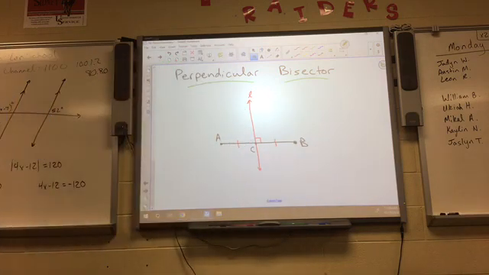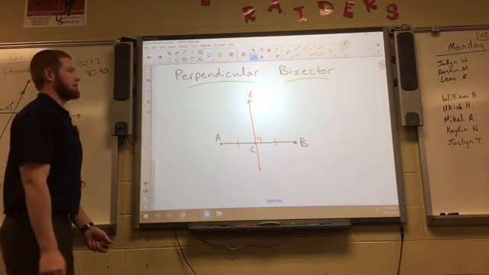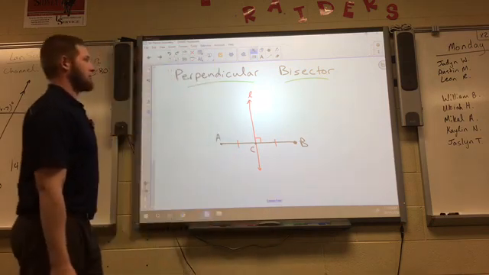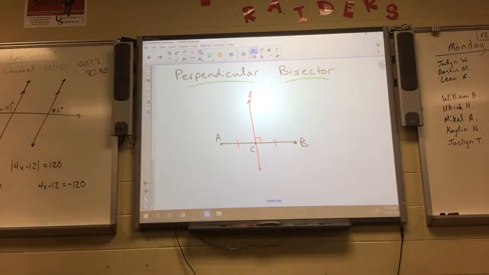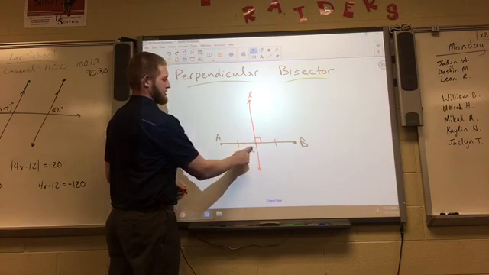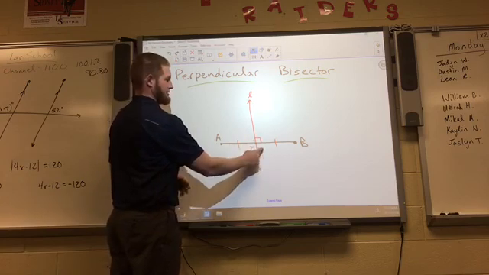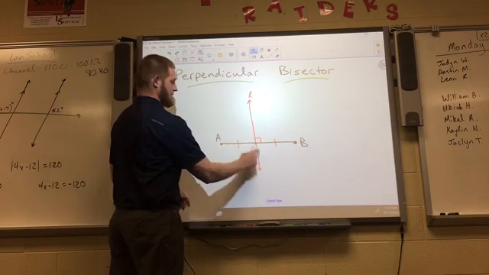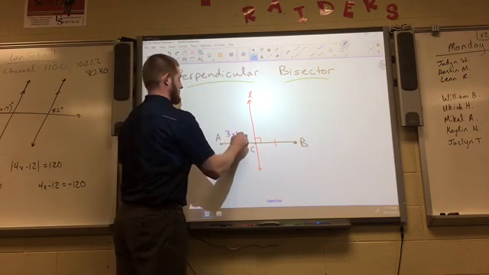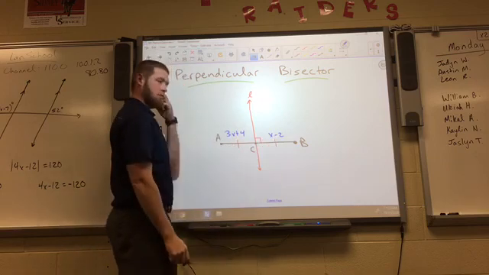That takes care of the bisector. So if it's a perpendicular bisector, it forms a right angle and splits the segment in half. Okay, it does both of those things. So we've worked with each word separately. Now we put it together, or combine them together, for a perpendicular bisector. So if that's a right angle, 90 degrees, what's this angle down here? Right angle, 90 degrees. And this one? Same.